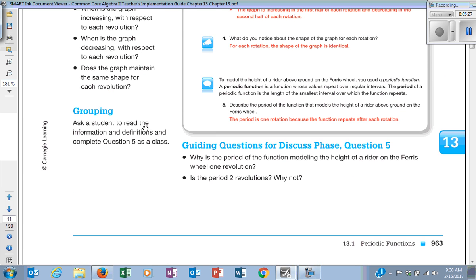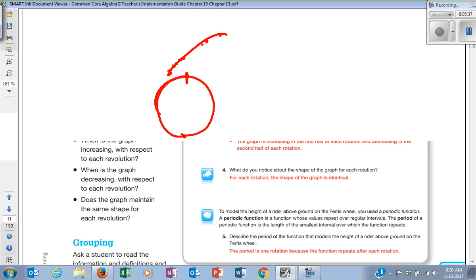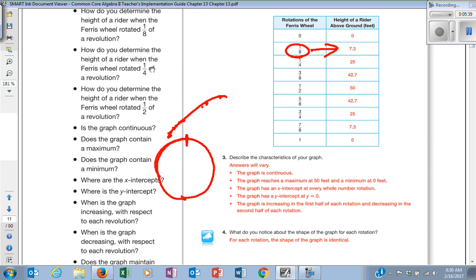Right here, we need to talk about this. A periodic function is a function whose values repeat over regular intervals. Like this chart right here, all these same numbers would repeat again if I did another X and Y chart.